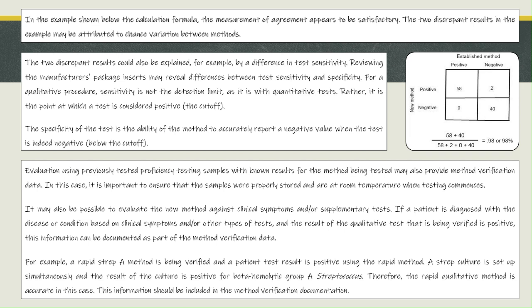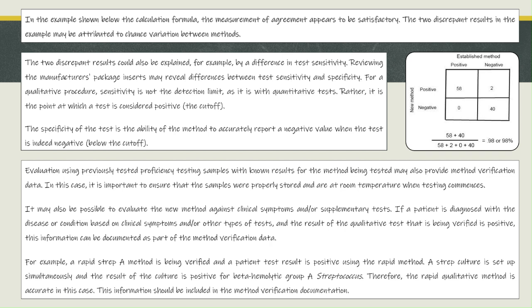If a patient is diagnosed with the disease or condition based on clinical symptoms and/or other types of tests, and the result of the qualitative test that is being verified is positive, this information can be documented as part of the method verification data. For example, a rapid strep A method is being verified and a patient test result is positive using the rapid method.